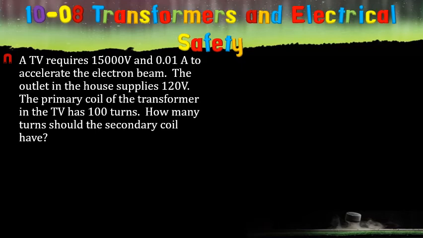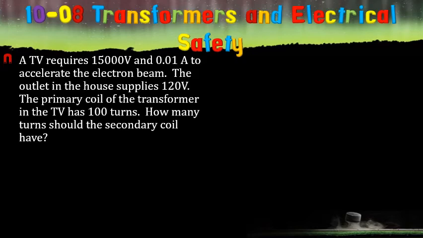So let's do an example. Let's say an old TV requires 15,000 volts and 0.01 amps to accelerate the electron beam, because what happened is there was this device that sent an electron beam and it hit the screen, and it uses magnets to point where that beam is hitting. And then those electrons hit phosphorescence, which then glow, and that's what you see on the TV. Modern flat screen TVs, of course, are very different.